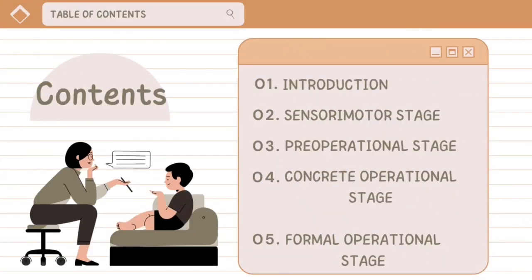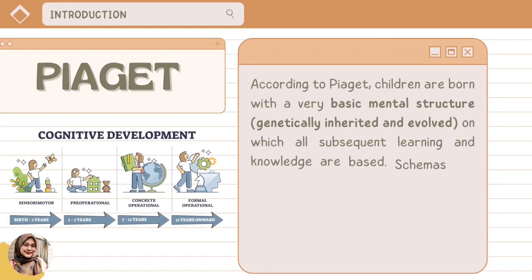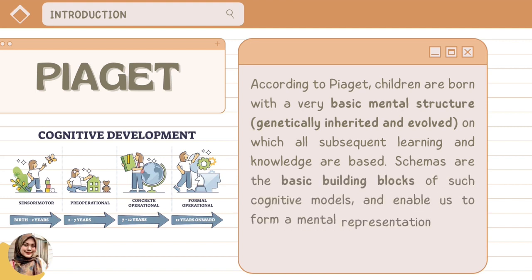This is our table of contents, which consists of introduction, sensory motor stage, pre-operational stage, concrete operational stage, and lastly, formal operational stage. For the introduction, I will explain about the Piaget cognitive development. According to Piaget, children are actually born with a very basic mental structure which is genetically inherited and evolved, on which all subsequent learning and knowledge are based.